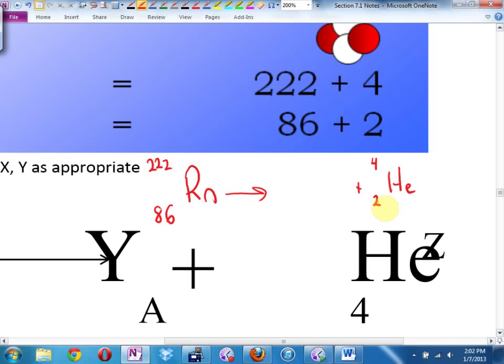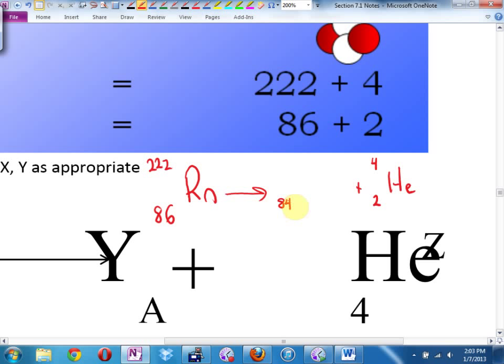See it? How many protons did the original one have, radon 222? How many protons does it have? You don't need to look it up. It's right in front of you here. 86. How many protons did it shoot out? 2. So how many protons does it have left? 84. The new element is going to have 84 protons.